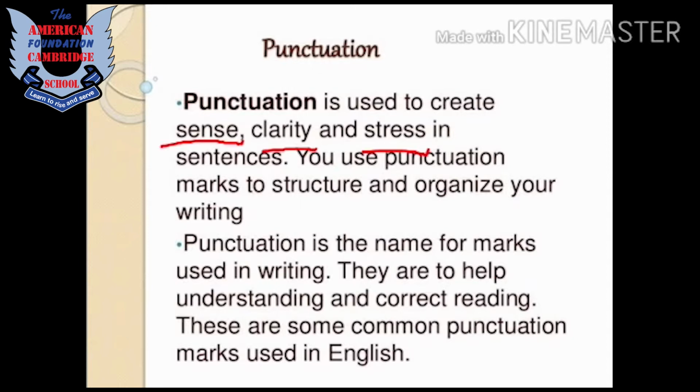Now, after I've explained to you, let's read the definition. Punctuation is used to create sense. You can come to know whether it's a sentence, a question, or a command. Clarity means being clear. Stress means that you will know what emotion it is. You use punctuation marks to structure and organize your writing. Punctuation is the name for marks used in writing. They help understanding and correct reading. Like I explained, with punctuation marks you can have a proper way of reading. These are some common punctuation marks used in English.